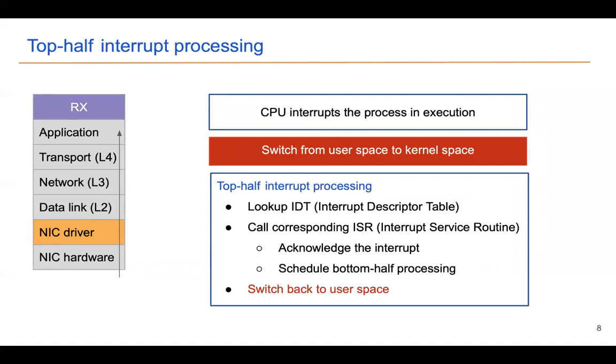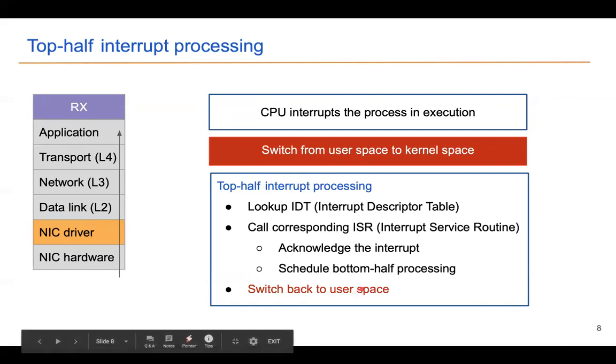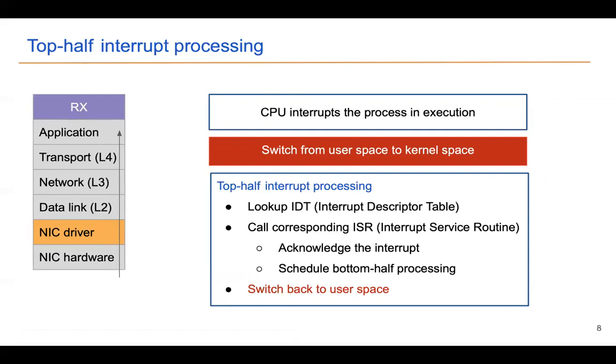The interrupt triggered by the NIC causes the CPU to pause the current process and switch to the kernel mode for interrupt processing. The interrupt descriptor table is indexed to get the pointer to the interrupt service routine. The interrupt service routine acknowledges this hardware interrupt and schedules the bottom half processing for later, which is processed as a software interrupt. The CPU switches back to user space and continues with the interrupted user process.